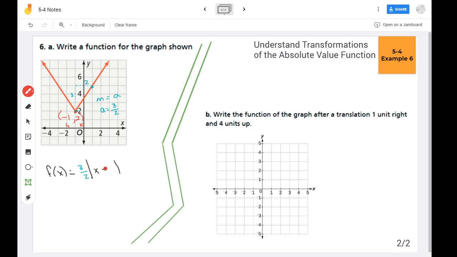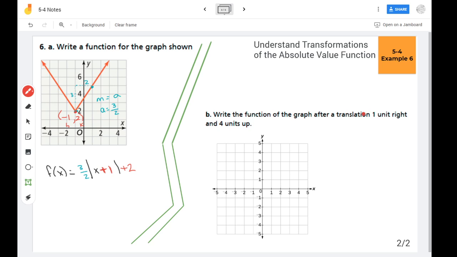And so there's already a minus here. So when I subtract a -1, this is going to turn into an adding of 1. So that's why my equation says plus 1 here, because you have to flip that sign. And then my k of 2, I'm going to put a plus 2 out here. So there's the equation for that graph.